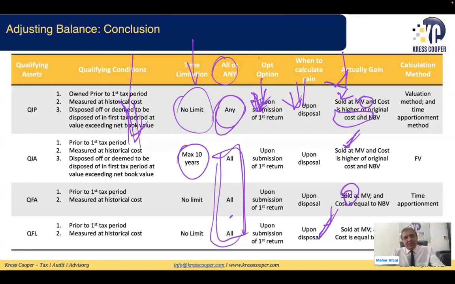Calculation method, this is important. I have a certain doubt regarding these provisions, but anyway, it has been written in the respective cabinet decision, ministerial decision. Might be there's some different interpretation. Qualifying immovable property, they are giving an option that we can apply the valuation method and we can apply the time apportionment method. Qualifying intangible asset, we can apply the valuation method, and for the qualifying financial asset and financial liability, we can apply time apportionment method.